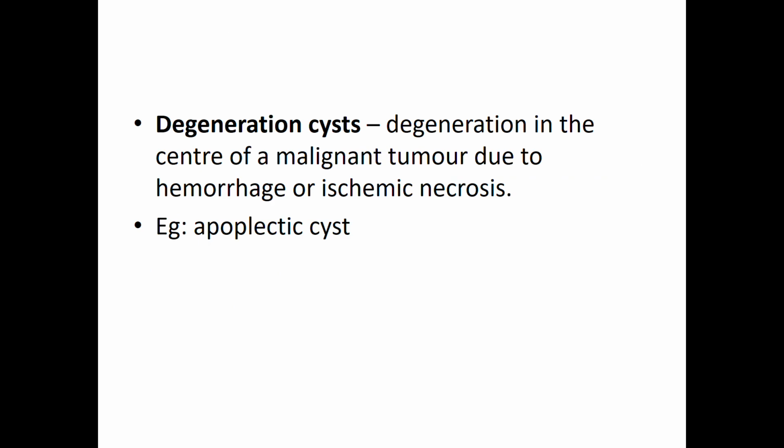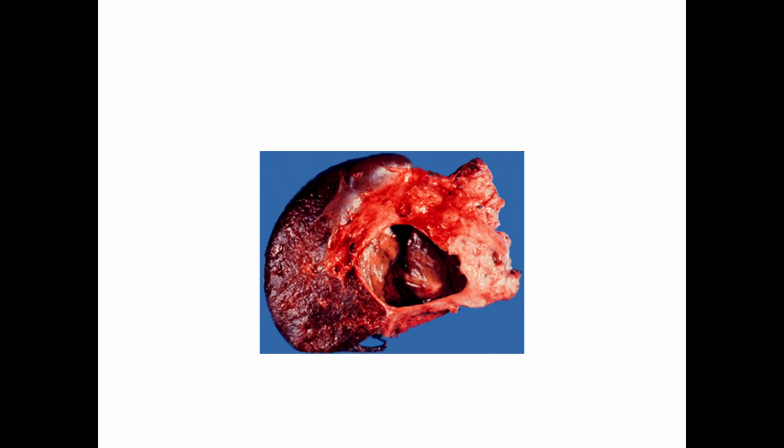Coming to the second type of classification, yeah, so this is the picture. This can be a tumor, and in the central portion you can see there's a degeneration of the tissue, because of which it becomes liquidy or fluid in nature, and this gets encapsulated, or is present between the tumor cells. So this is an example of a degeneration cyst.